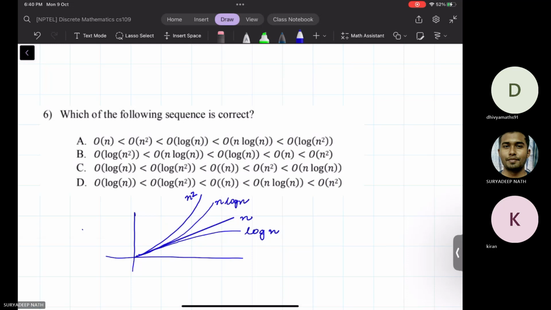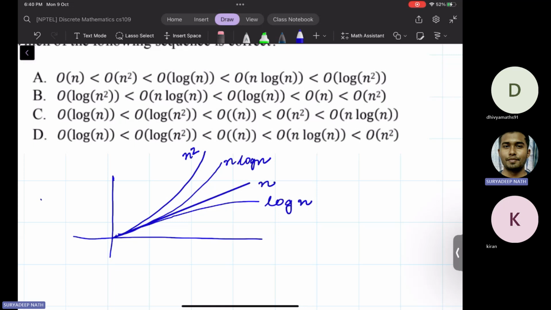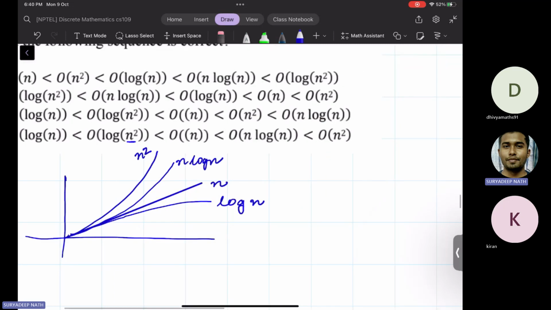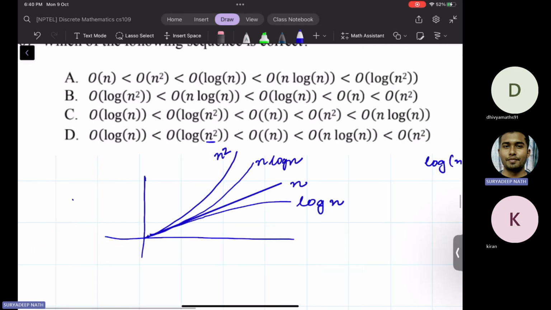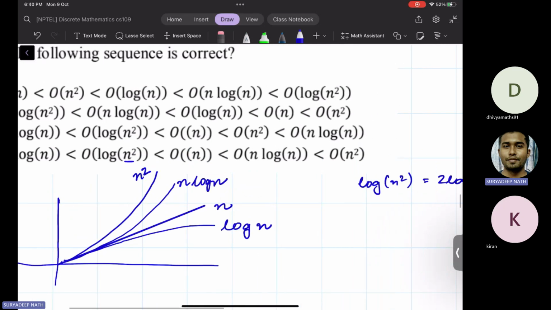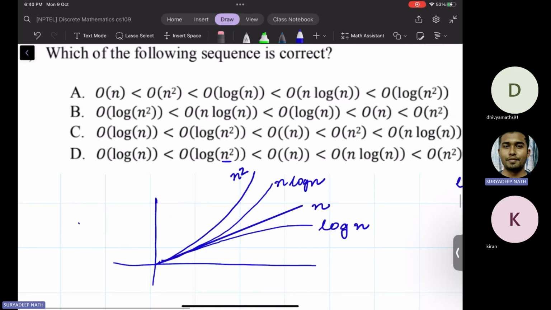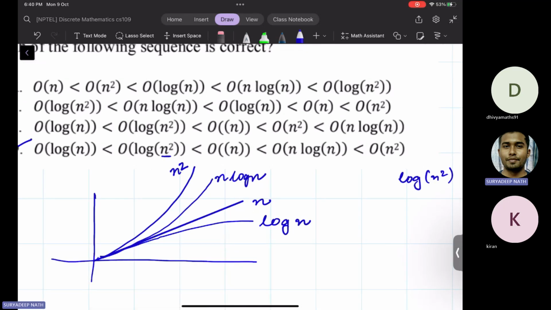So now which option captures it? You see that log of n squared is basically 2 log n, which is of the same complexity as log n. And n is greater than log n, and n log n is greater than n, and n square is greater than n log n. So option D is the one that correctly captures it.